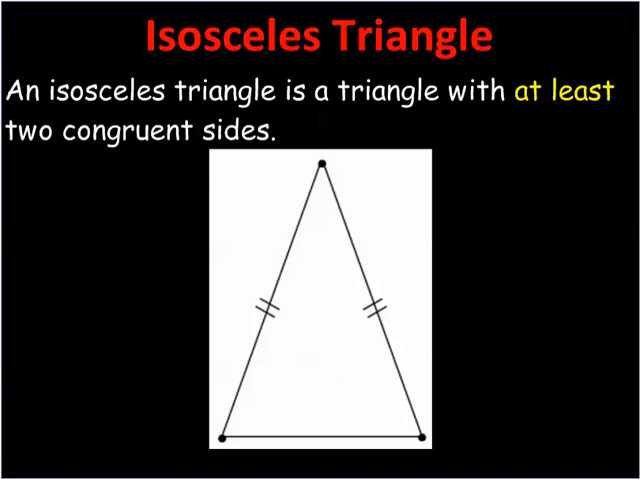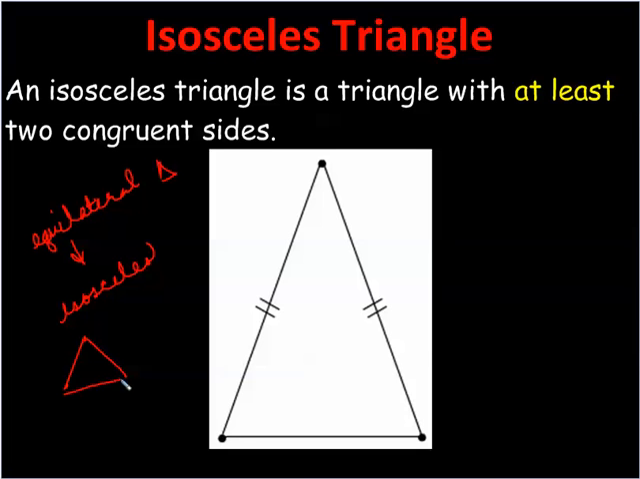On to an isosceles triangle. An isosceles triangle is a triangle with at least 2 congruent sides. So an equilateral triangle could also be considered an isosceles. But usually when we have a triangle that has 3 congruent sides, we just go ahead and call it an equilateral. We don't call it an isosceles. But whenever we do say isosceles, you know there are at least 2 sides that are congruent.